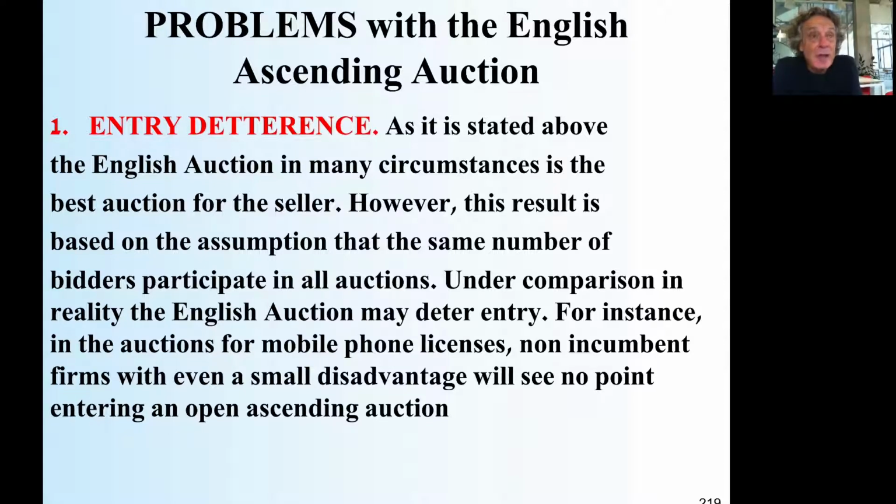So if I know that I have no advantage or my chance is very small that I'll win the auction, I don't want to come. I don't want to spend that money, time, whatever. So that is the problem. English auction deters entry because if it's open, whatever I do, they can do a little bit better. Okay. So what?